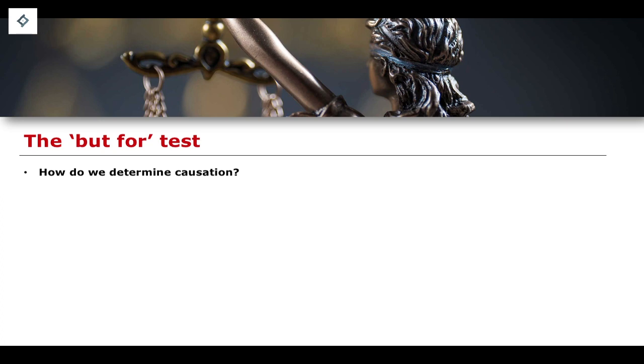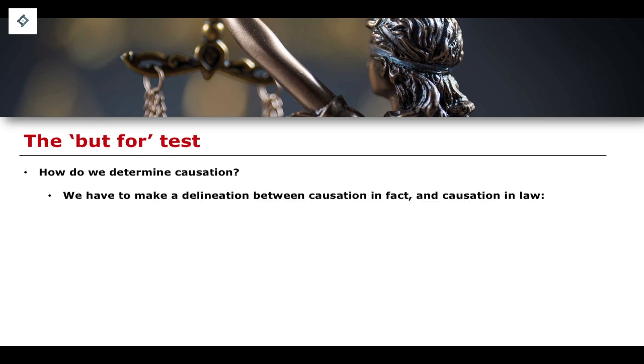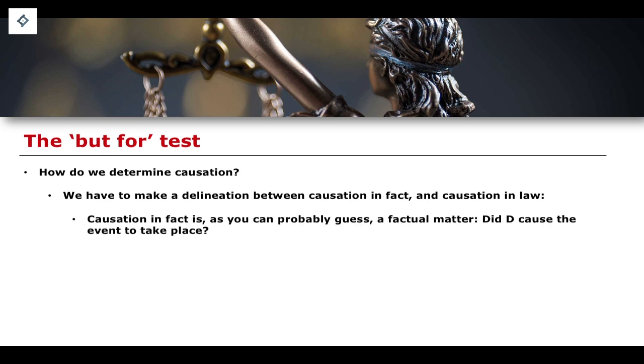and we're going to get into this in more detail as well when we look at causation relating to the law of tort, because a number of the similar principles exist across both tort and criminal law in this regard. So the question is, how do we determine causation? Well, we first have to make a delineation between causation in fact and then also causation in law. These are things that we're going to look at, firstly in fact in this lesson and then in law in the next. But essentially, causation in fact is a factual matter.